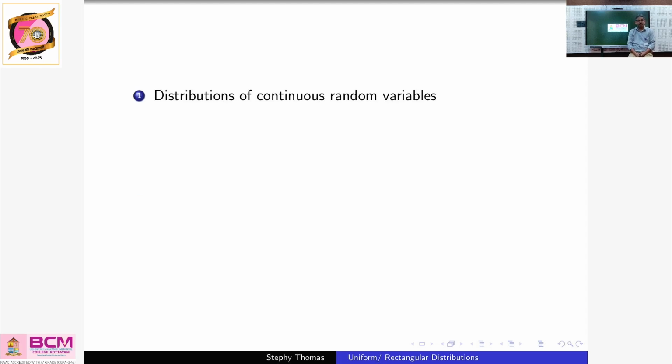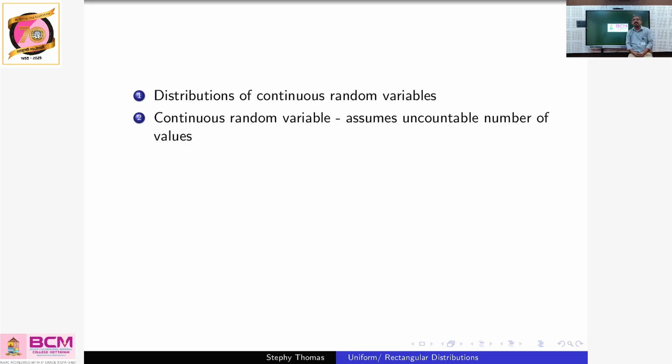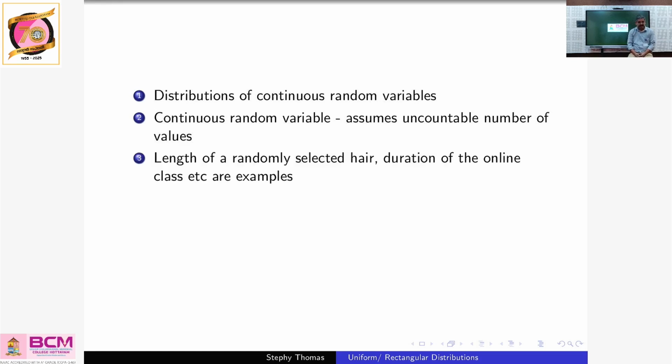Before we start, we will have a quick look at what a continuous distribution is. It is the distribution function associated with continuous random variables. And we had seen what a continuous random variable is: a random variable which can assume an uncountable number of values. We had seen many examples, for example the length of a randomly selected hair, or the duration of an online class.